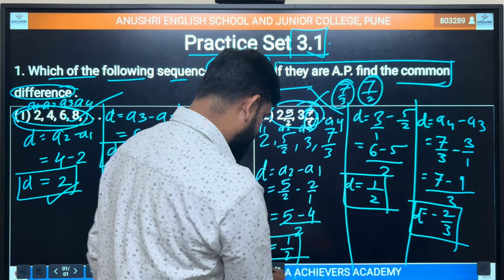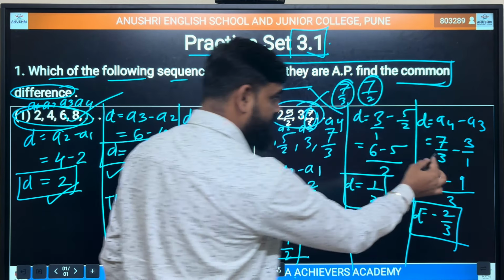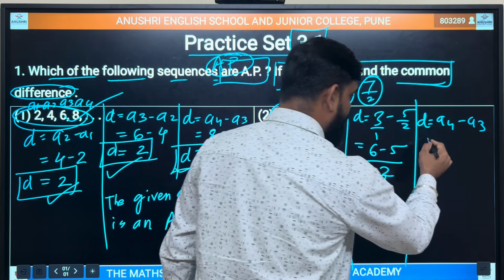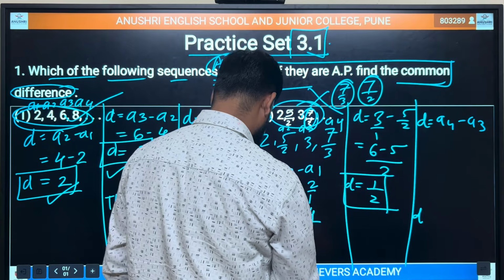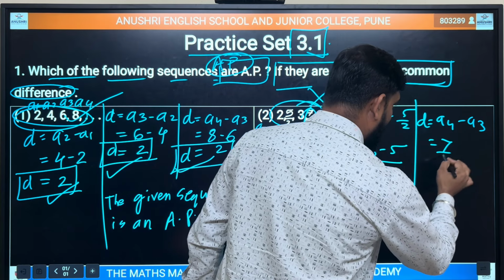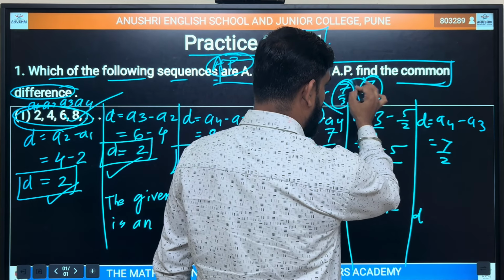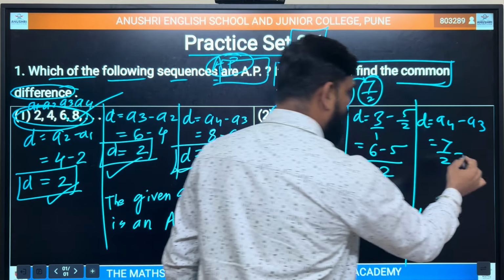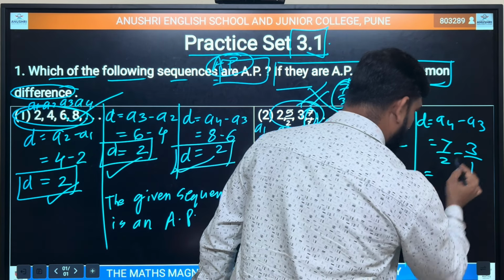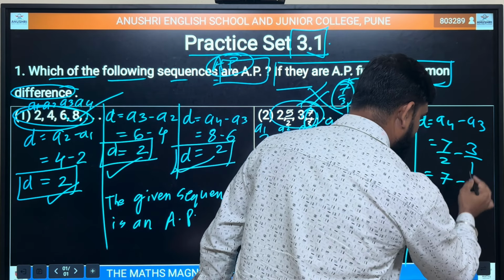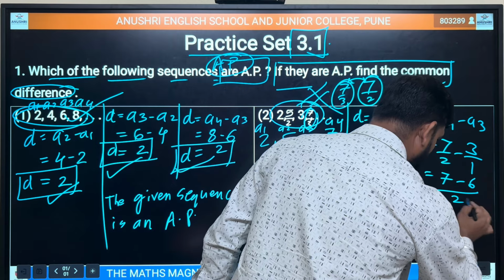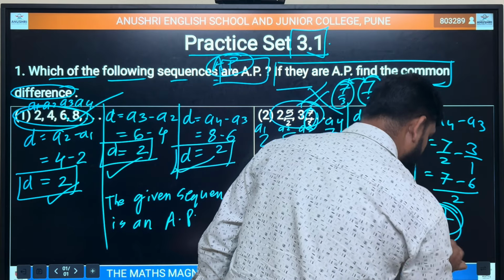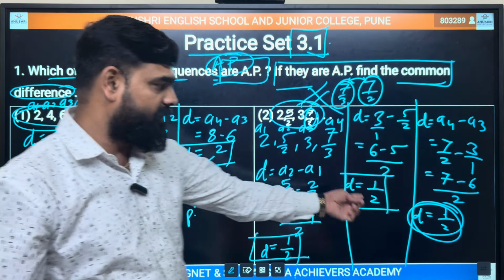Instead of this 7 by 3, we will take this last term as 7 by 2, so we will get the same answer. Instead of 7 by 3, we are going to take 7 by 2, minus 3 by 1. So 7 into 1 is 7, minus 3 into 2 is 6, by 2. So 7 minus 6 is 1 by 2. Likewise, you will get the same answer, 1 by 2.